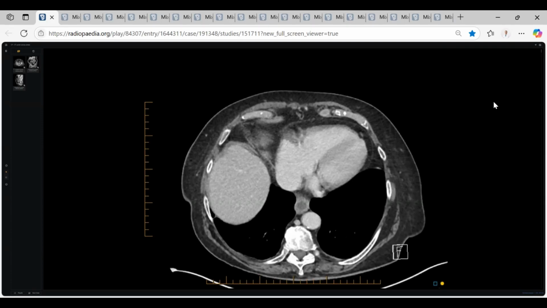This patient has severe abdominal pain. Go on. I'm trying to scroll. Leave the mouse. One second, I will help you.